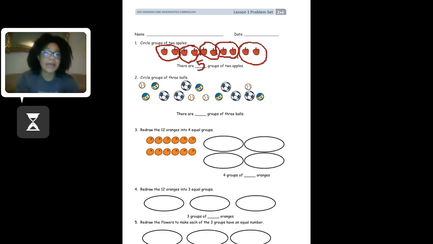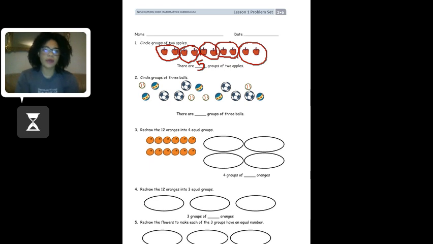So I'm going to do the same thing. I'm going to grab my red pencil, click on it, and then let's start this one together. Let me get everything ready. I'm going to make sure all of my pennies are ready for when we get ready to do that as well. So let's see. Circle groups of 3 balls.